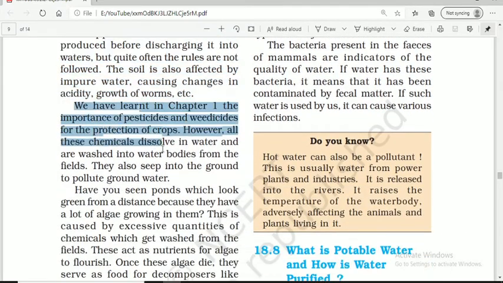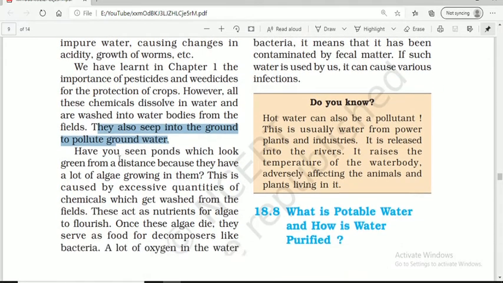Next thing, we have learned in chapter one the importance of pesticides and weedicides for the protection of crops. You all remember, I hope. However, all these chemicals dissolve in water and are washed into water bodies from the field. They also seep into the ground to pollute groundwater. If we use these weedicides or pesticides continuously on our crop, eventually it is harmful for the soil, and it also seeps into the ground to pollute groundwater. So groundwater is also polluted by these pesticides.